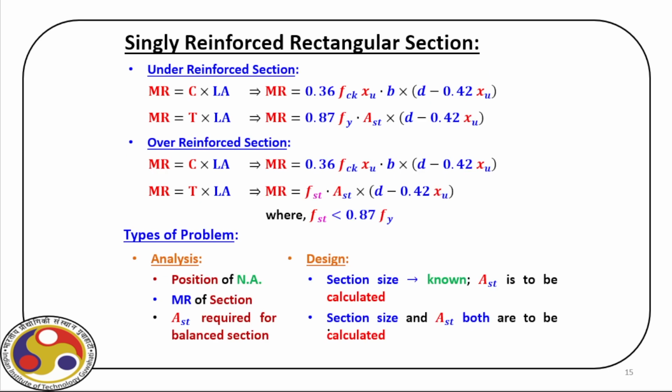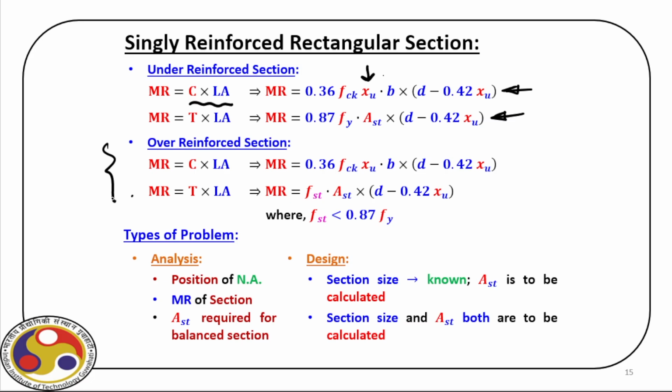In case of under reinforced section, again, we can go for C times LA. Then we have already explained this. The only difference is we have xu in place of xu limit, right? And similarly, again, you can find out the moment of resistance based on steel, and then obviously the same thing you can also repeat for over reinforced section.